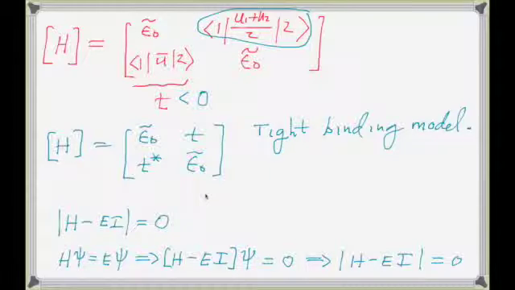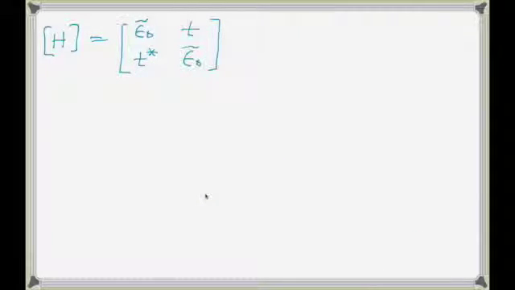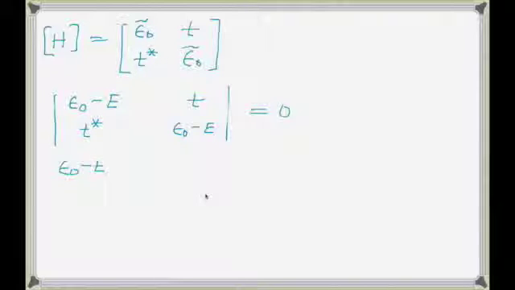Because if we go back to our matrix now, so I do H minus E, it means I'm looking at, let me just ignore the tildes from now on, epsilon 0 minus E, T, and in this case the T's are real. Oh, I guess I can keep them. Okay, I'll keep them for now. T star, epsilon 0 minus E. And so that just means that I have epsilon 0 minus E quantity squared minus the magnitude of T squared is 0.